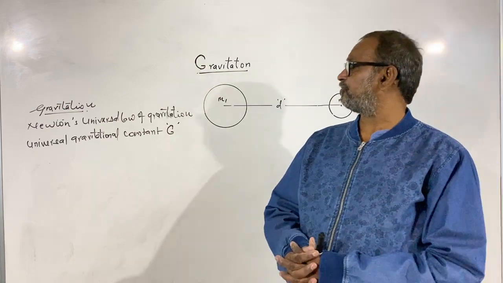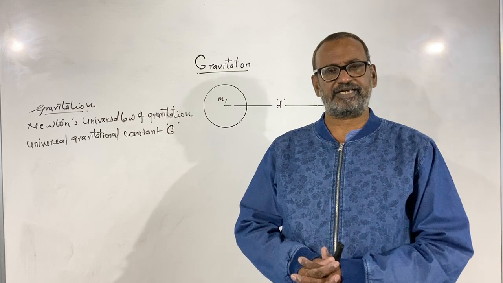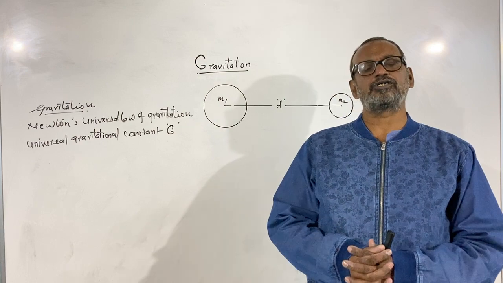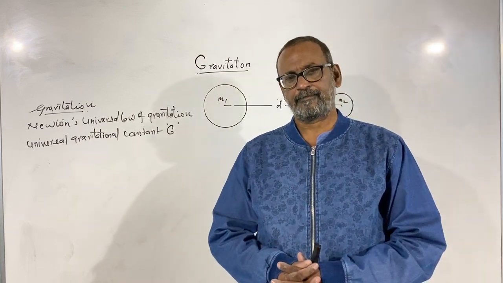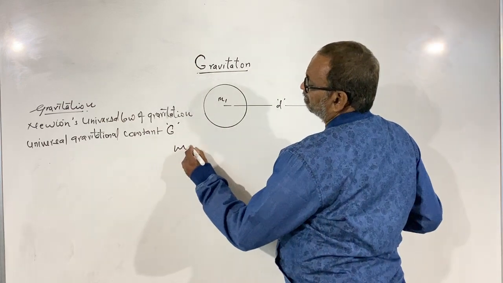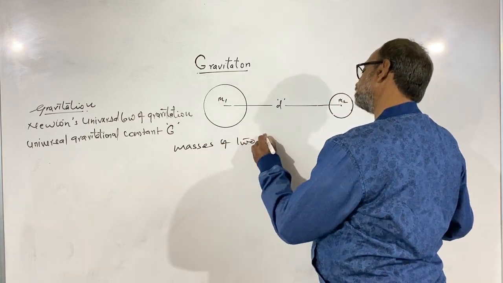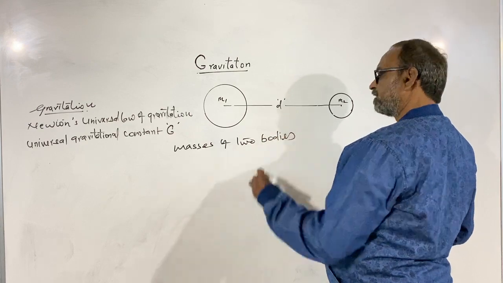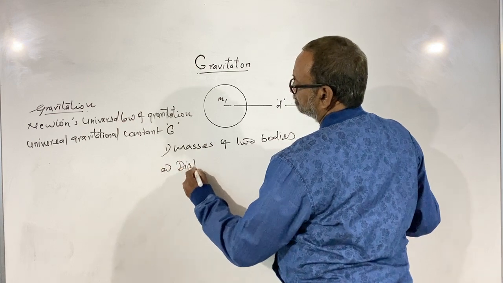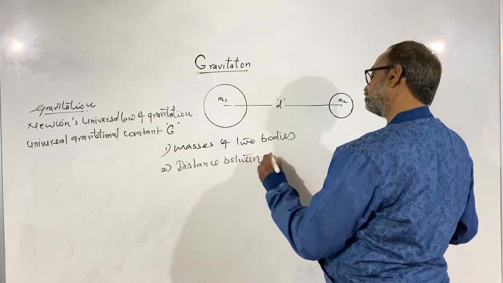This gravitational force between two masses or between two objects depends on two factors. Number one, masses of the two bodies. And number two, distance between them.